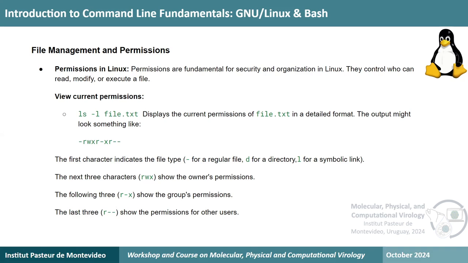So let's walk through how Linux permissions work and how to view them. In Linux, each file and directory has a set of permissions assigned to three categories. The first category is the owner, which is the person who owns the file. The second category is the group, which is a set of users who have shared access to the file. The third category is others, which is everyone else on the system.